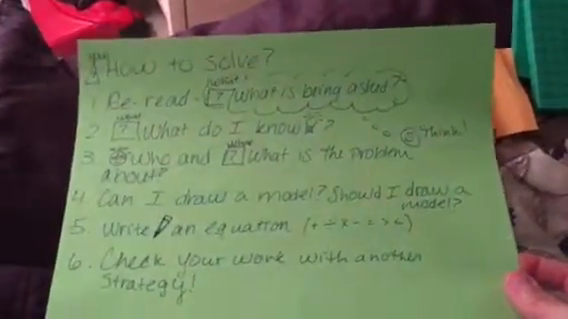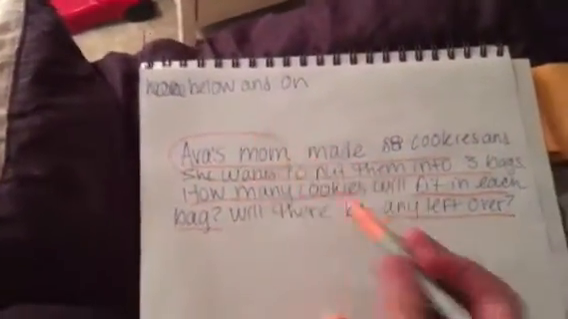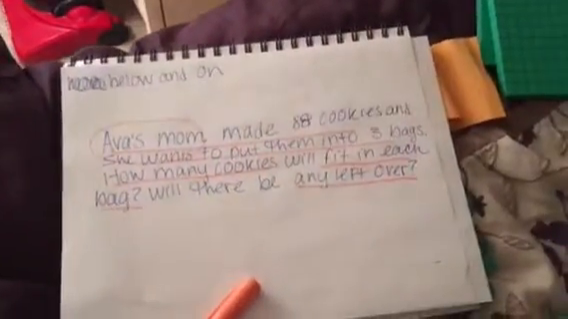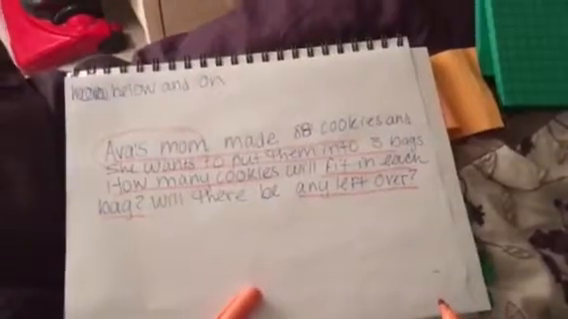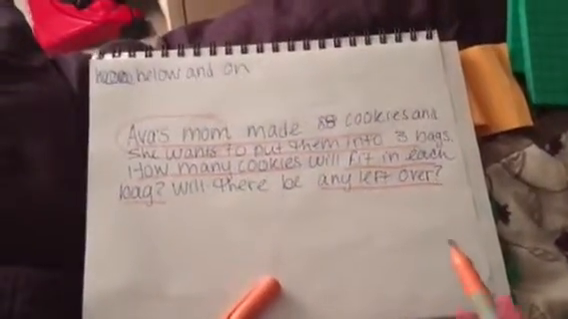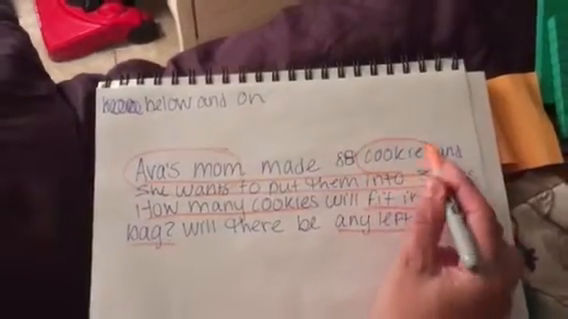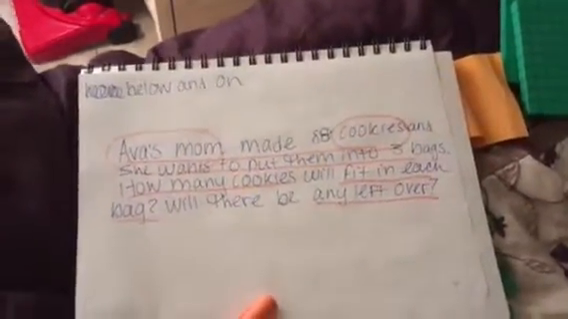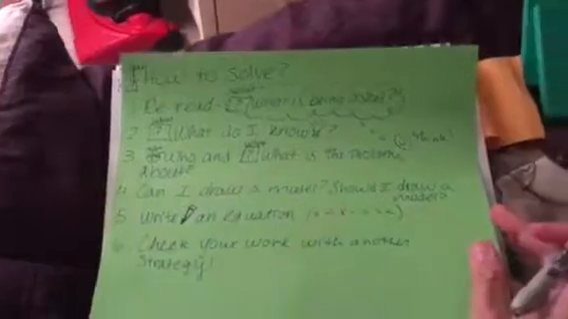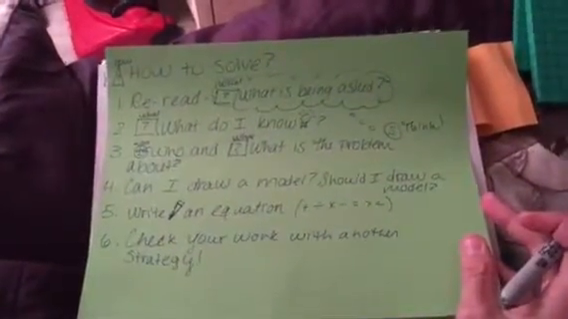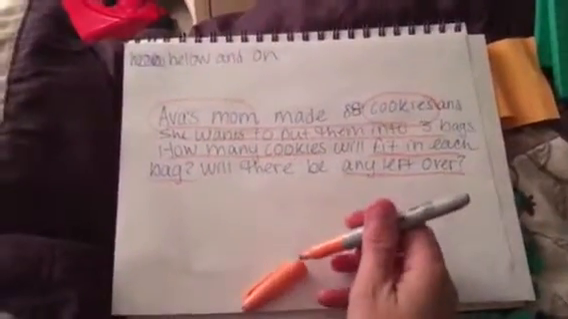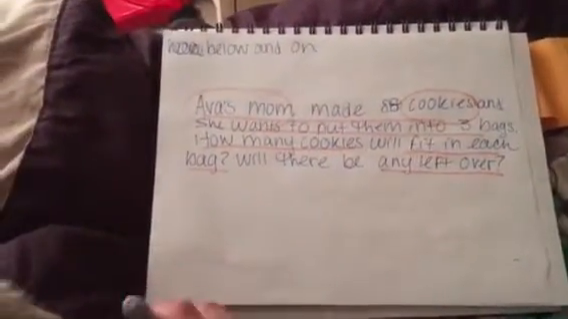So the next thing we need to understand is who and what is the problem about. The problem's about Ava's mom. It's not about Ava. It's about her mom. Very important to understand the difference, especially if you're taking an exam. It's also about the cookies. So the next thing on our list is to draw a model. Step 4, should I draw a model? We're not going to draw a model today. We're actually going to use base 10 blocks for our first step.